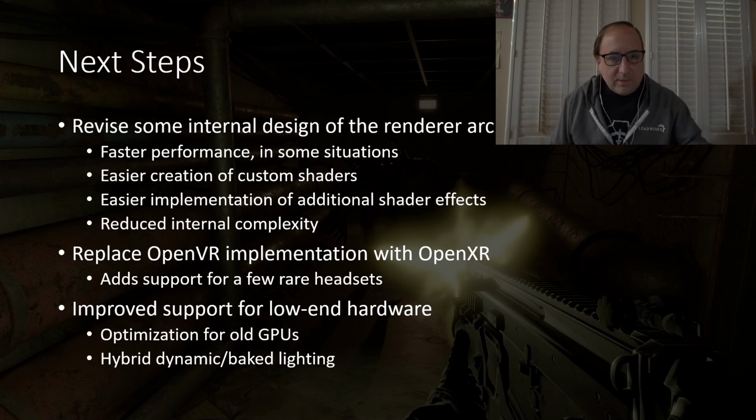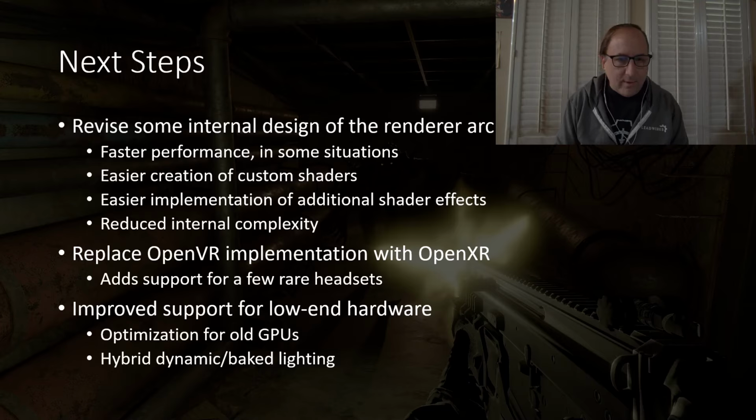So what are the next steps here? I want to revise some of the internal design of the rendering architecture. The result of this will be faster performance in some situations. It'll make the creation of custom shaders a bit easier, because I plan on separating the mesh drawing and the lighting code a little bit better. It'll make it easier for me to implement additional shader effects that I have planned in the future.